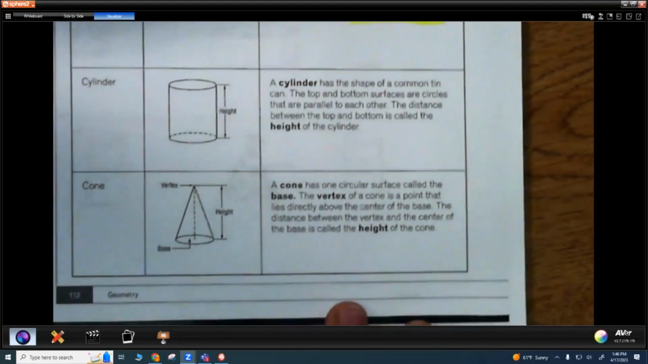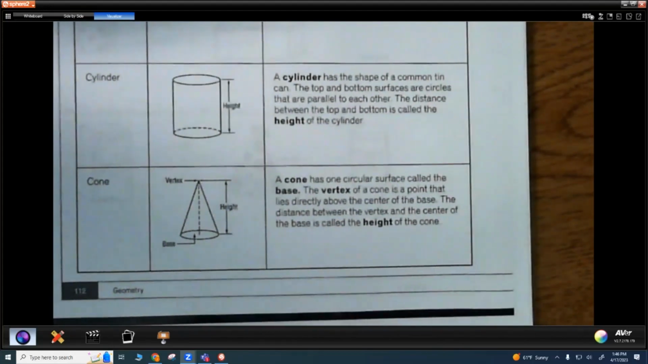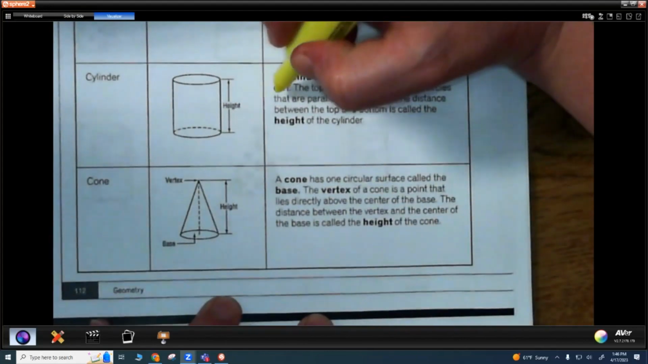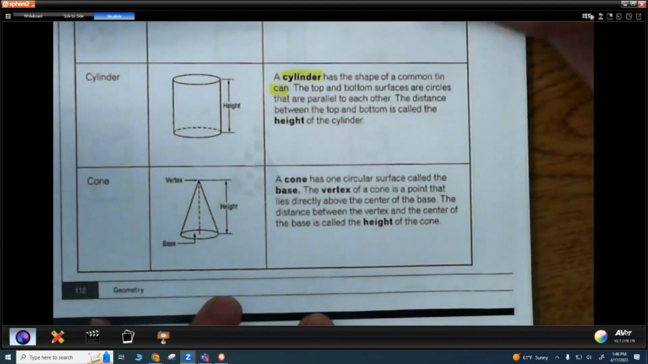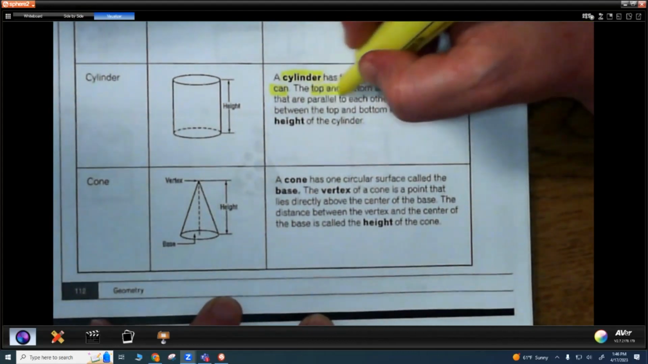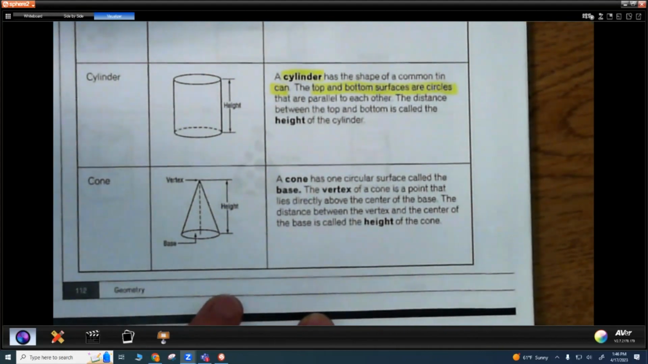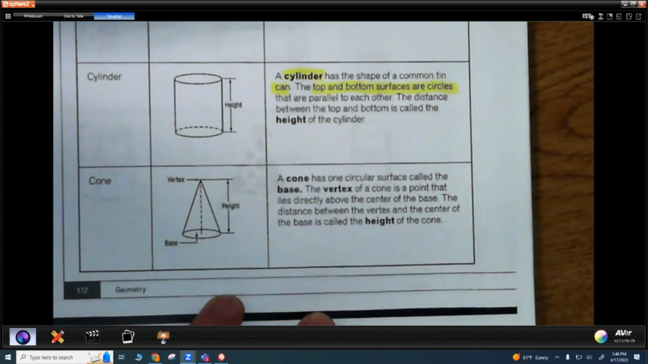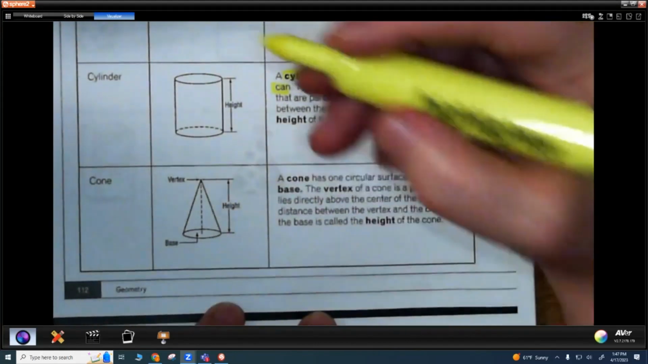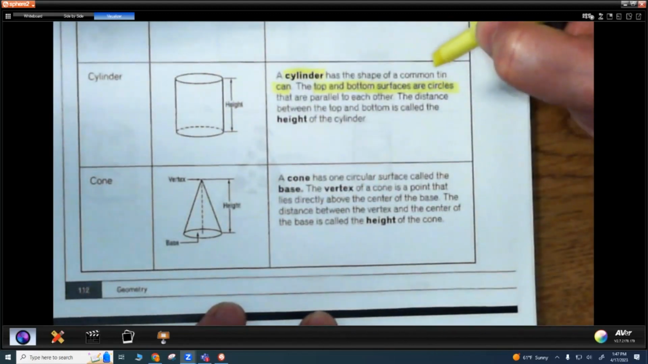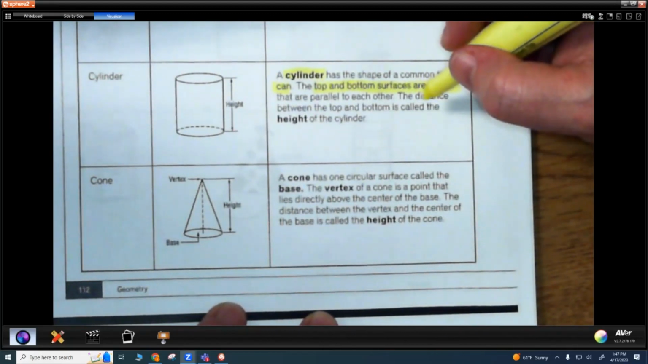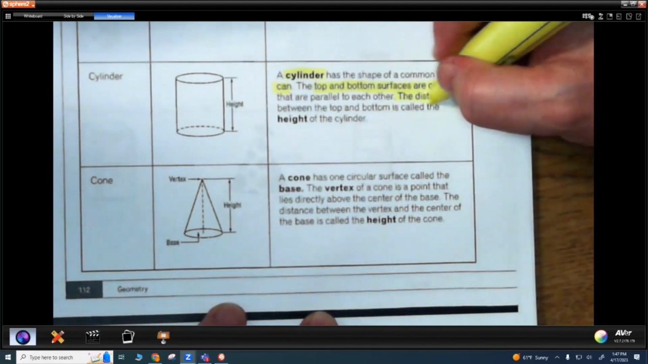Cylinder. We talked about this. Basically, our can shape. Remember, top and bottom are circles, parallel to each other, which is another thing that, if you didn't make them parallel, would affect our math. We don't have to know that yet, unless you really want to. The important thing here is that the distance between the top and bottom is the height.